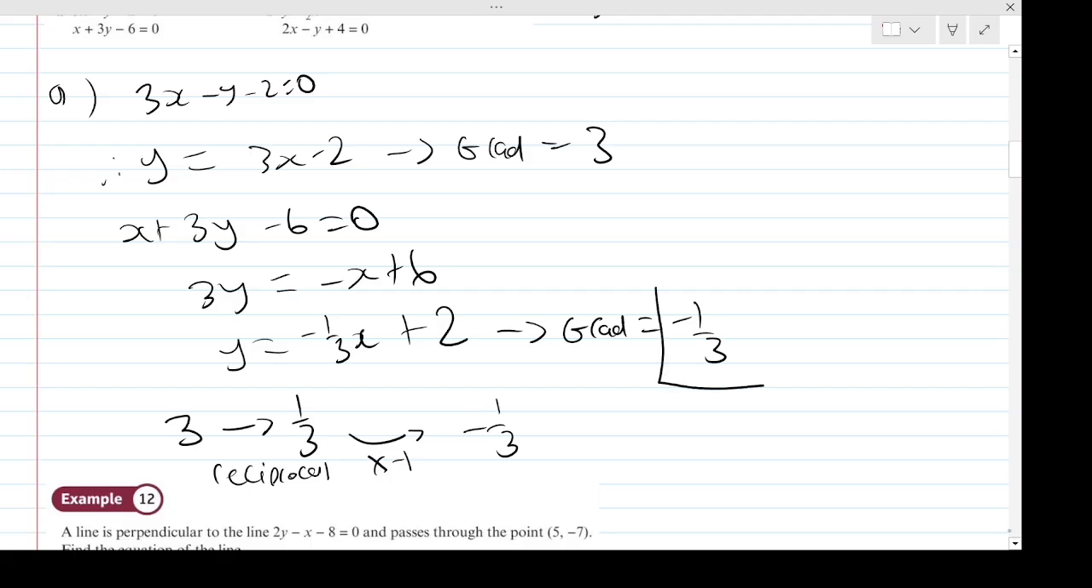Well, hang on, isn't that the gradient of the other line? That means that the gradients are negative reciprocals of each other, so they're perpendicular. So therefore, the lines are perpendicular, as the gradients are negative reciprocals of each other.